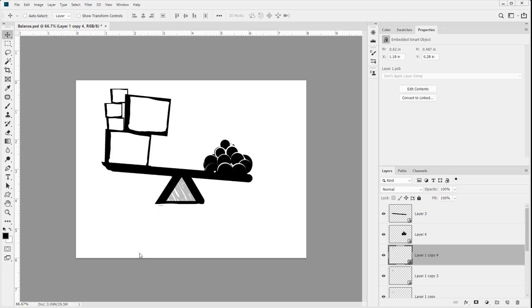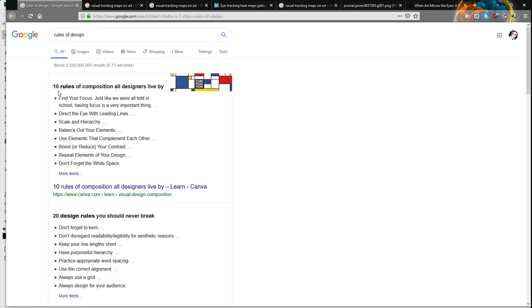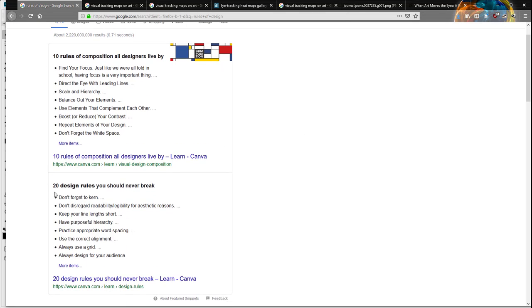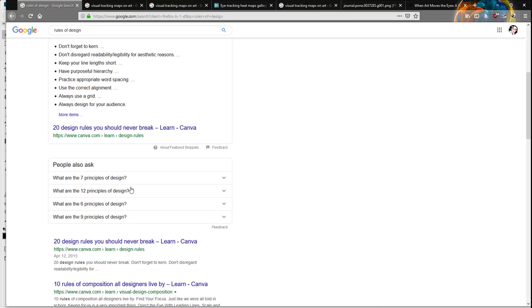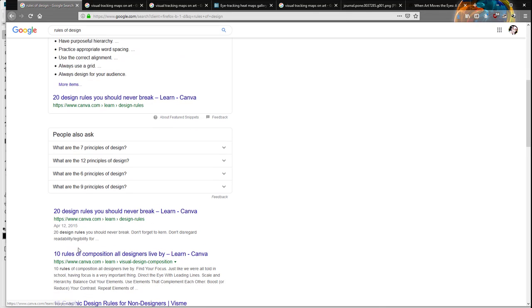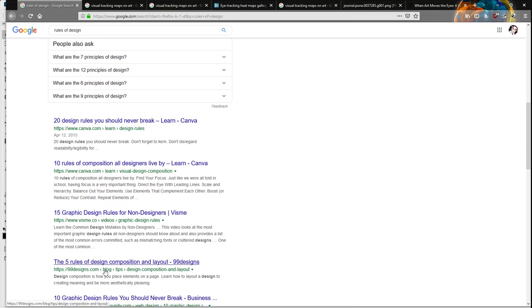But even if it's been a while, or even if you haven't had it, you may want to Google rules of design. Principles of design is another way to look at that. But immediately you'll notice a problem. Here we have the 10 rules of composition all designers live by. Or maybe it's the 20 rules of design you should never break instead of the 10 rules. Well, what about the 7 principles of design? Or was it 12 or 6? Maybe there are 9? Maybe it's 20 again, or 10 or 15 or 5.